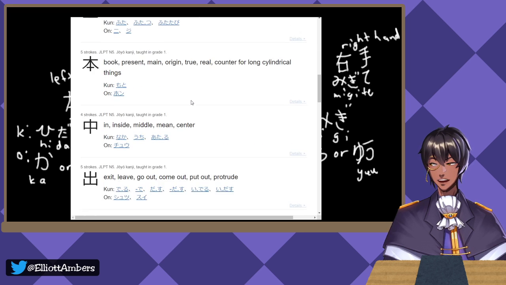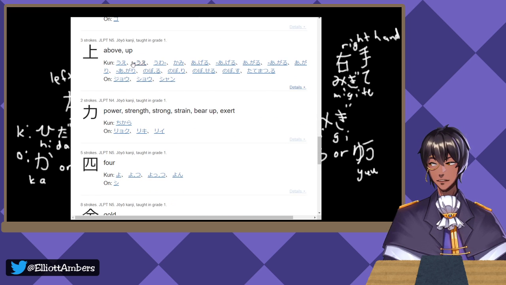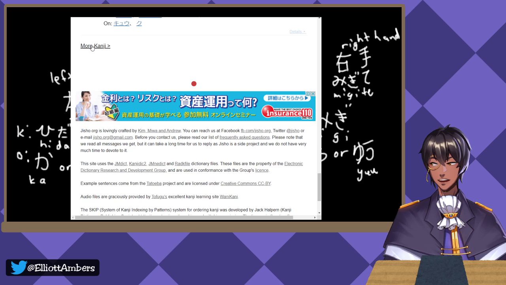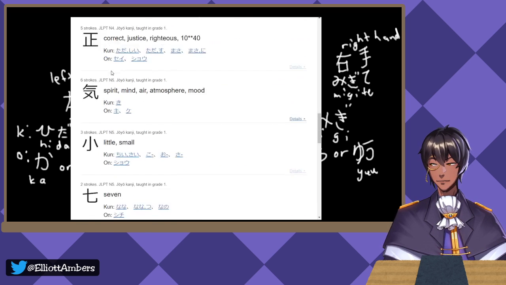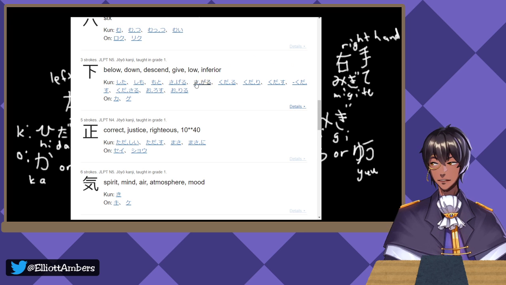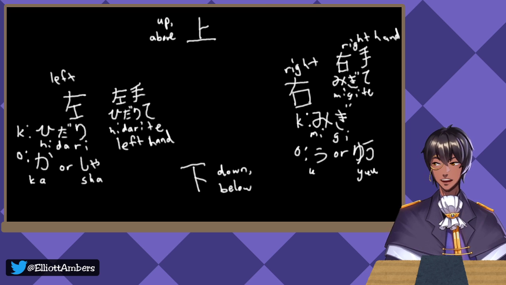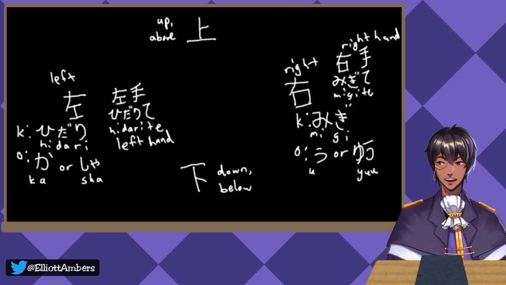If we take a look at above, there's 1, 2, 3, 4, 5, 6, 7, 8, 9, 10, 11, 12, 13, 14, 15 readings. There's 15 different readings for just above, and 3 readings in the Onyomi. We take a look at below. Again, we have 12 below readings, and 2 Onyomi readings. Typically, what I'm going to show here is just the 2 most common readings that I see.